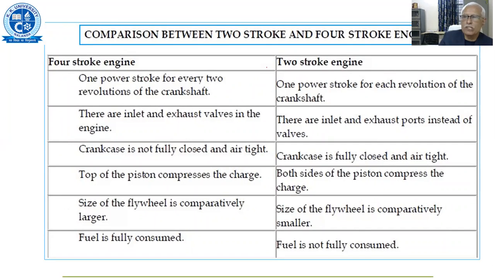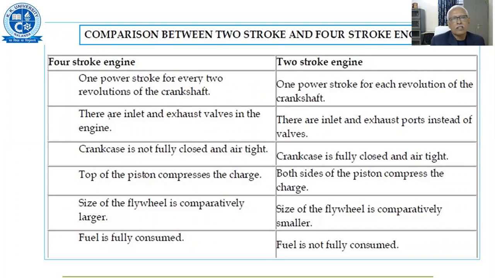For every 2 rotations of the crankshaft, you have only 1 power stroke in the case of a 4-stroke engine. So, valves: in the case of a 4-stroke engine, you have 2 valves. One is the exhaust valve, the other one is the intake valve. Whereas in 2-stroke engines, there are no valves; instead of valves, we'll be having ports.